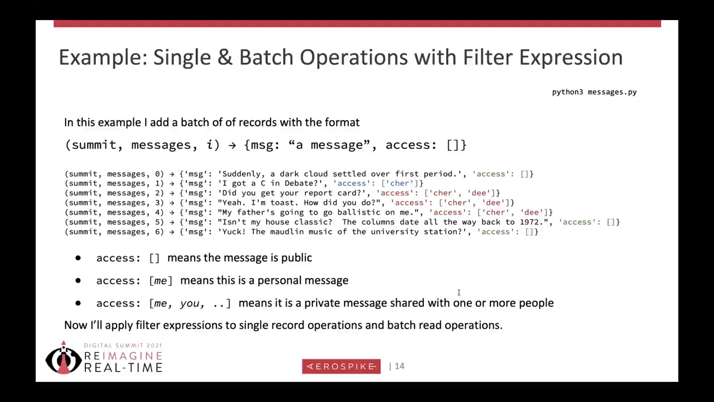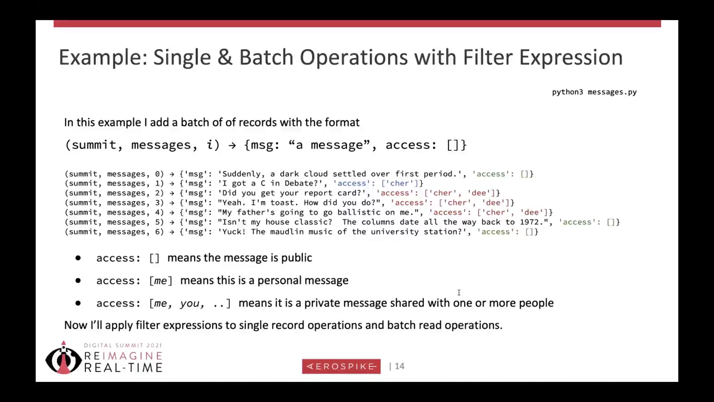And you can see here that there's a series of messages, and they have different access characteristics. So in this model that we're using, if the access list is empty, this means that the message is for the public. Anybody using the system can see it. If the access is a list with just the username, that is considered to be a personal message. It's like a note to yourself. And if you have an access list that has the username plus a bunch of other users, that is meant to be a private message that is shared with one or more people.